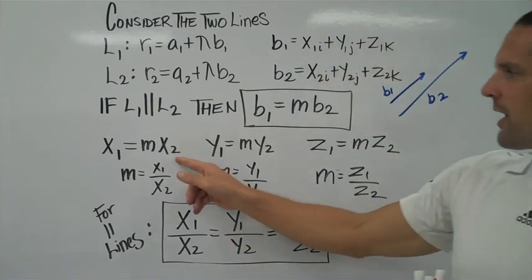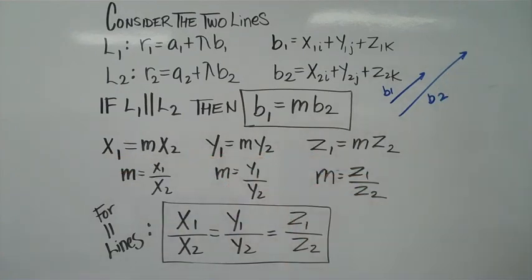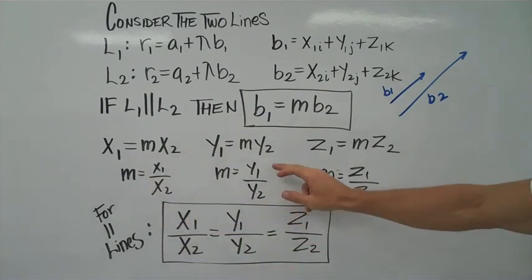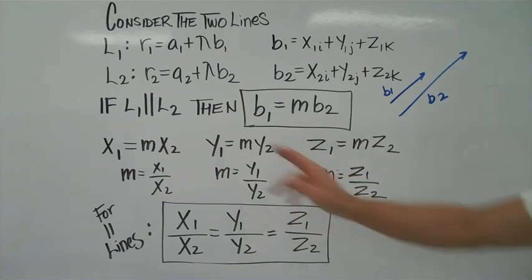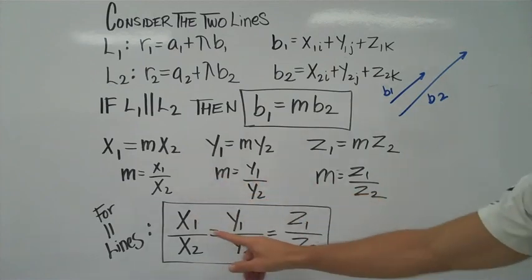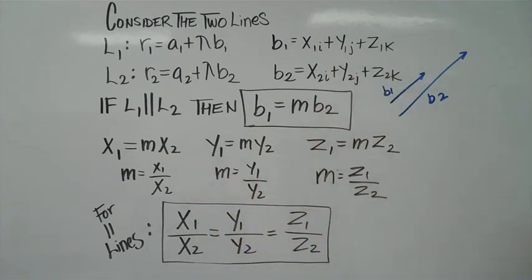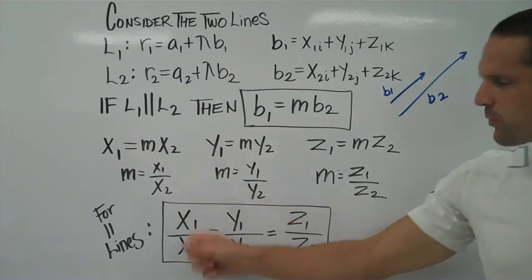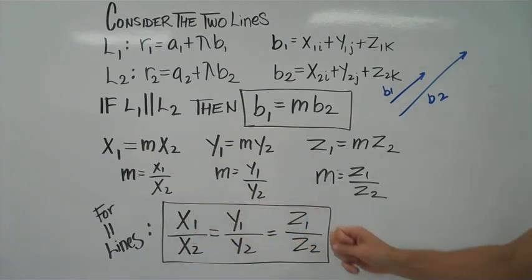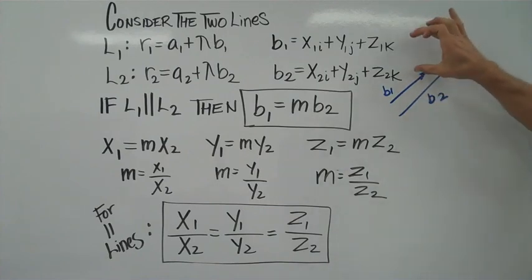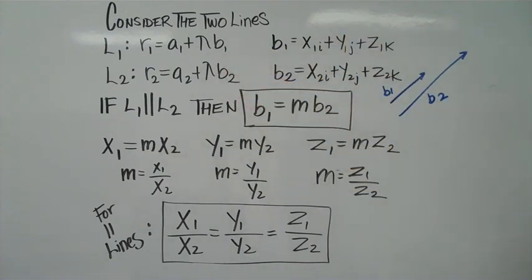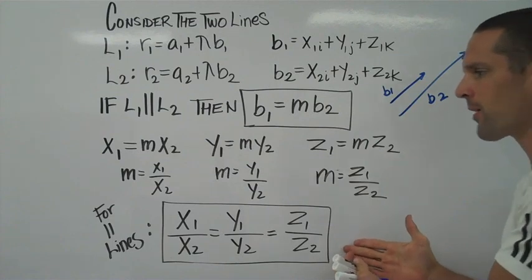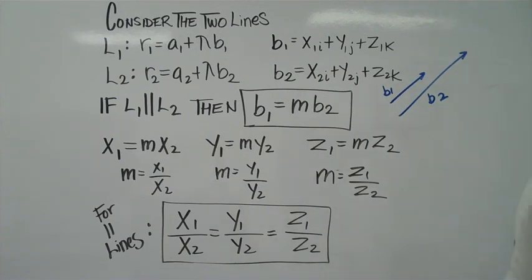Well, if that's the case, we can divide both sides by x2. We can divide both sides by y2. We can divide both sides by z2 and solve for m. And when we do, we get m equals x1 over x2, m equals y1 over y2, and m equals z1 over z2. Well, if m is equal to all of those things, then all of those things are equal to each other. And so this is what you need to know for parallel lines: x1 over x2 is equal to y1 over y2 is equal to z1 over z2. And where are we getting that? They come from the directional vectors of each of the lines, which is found right here. That's where you have to go to look to check if they are parallel or perpendicular. For perpendicular, remember, the dot product will equal 0.